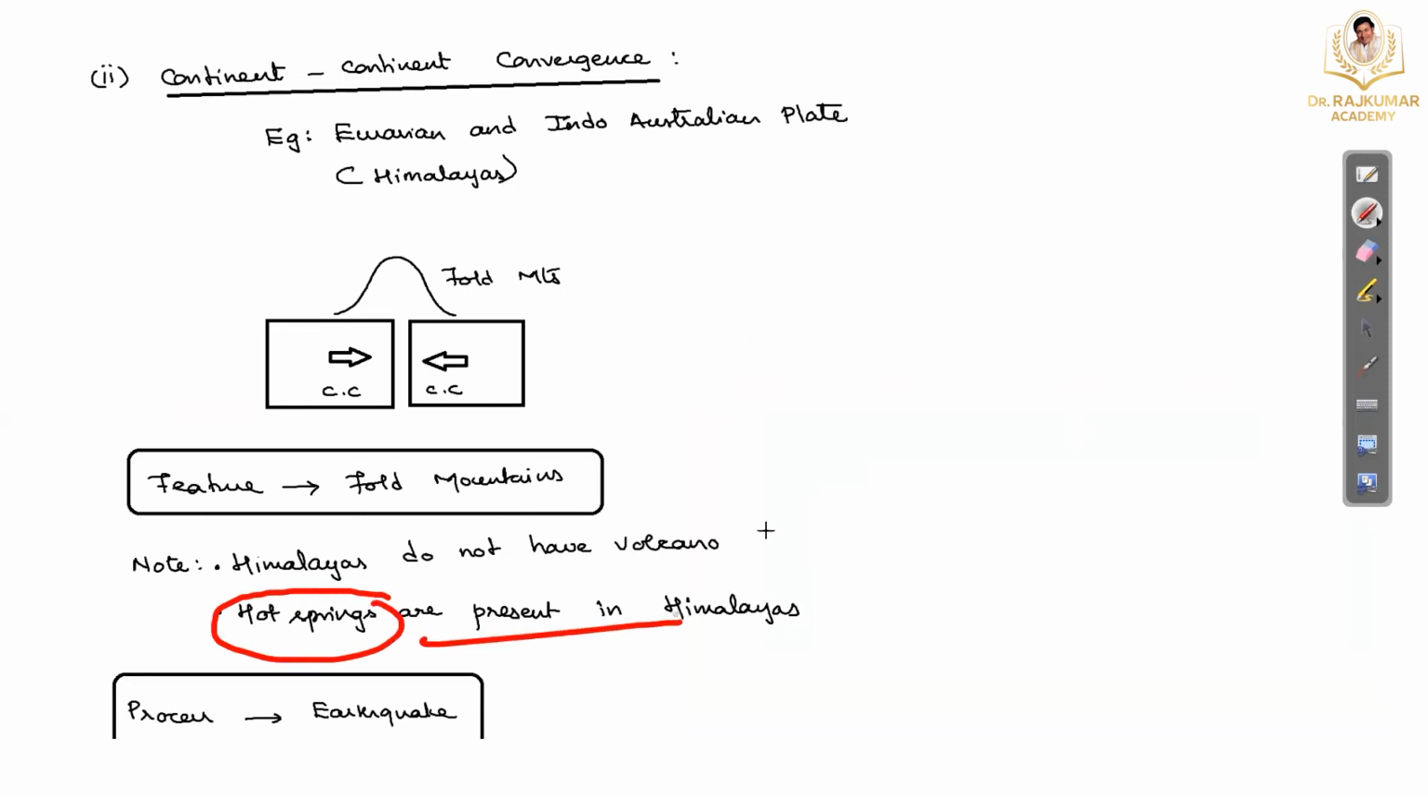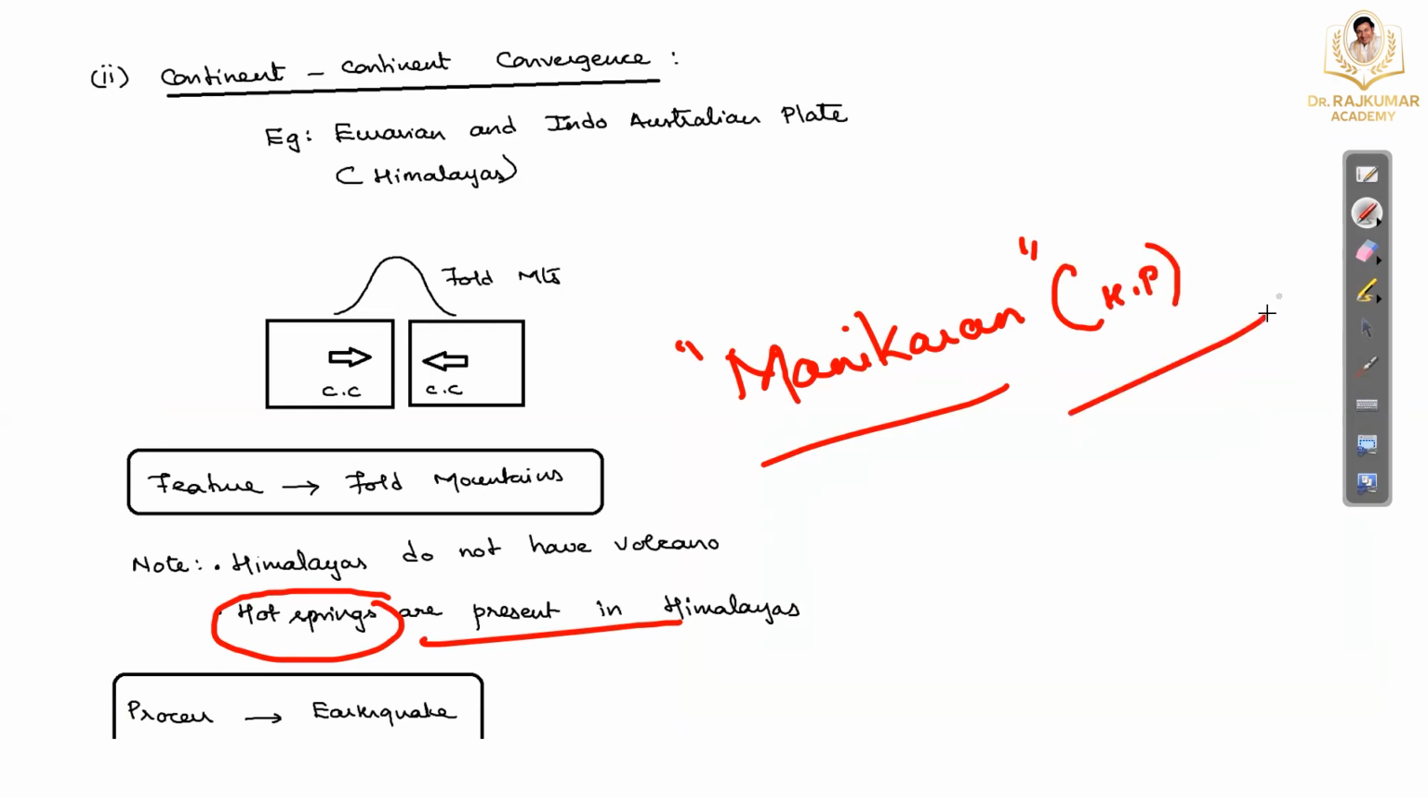when we talk about the Himalayas, very interestingly, Himalayas is known for what? Hot springs. Have you heard about this place called Manikaran? Which state? Very good. Himachal Pradesh. Known for what? Geothermal production, right? Apart from that, this region is known for what? Hot springs. Okay. Now, why I'm including this: Himalayas has what? Hot springs, but Himalayas do not have what?